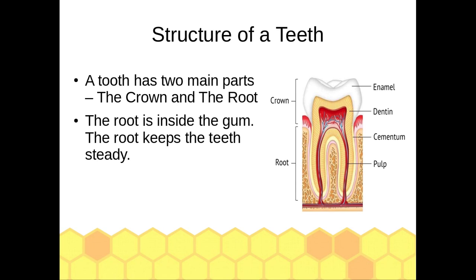A tooth has two main parts, the crown and the root. The tooth part which is below the gum is called the root. The root is inside the gum. The root keeps the teeth steady. The main function of the root is to keep the teeth steady.